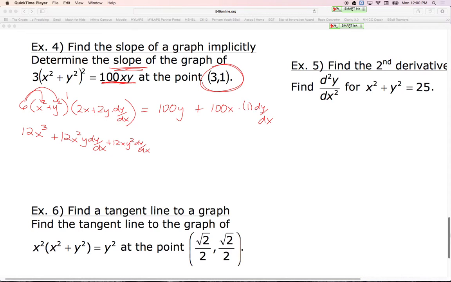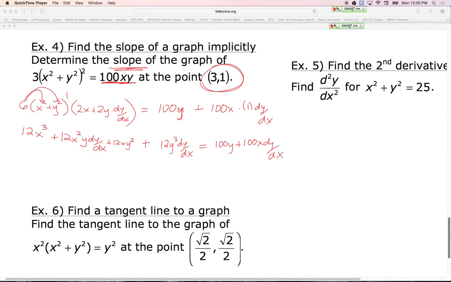Oh wait, that's not a dy dx yet, is it? Sorry. It'd be 12y cubed. Is that good? Plus, sorry about that. So 6y squared times 2x is just 12xy squared. Now 6y squared times this one would be 12y cubed dy dx equals 100y plus 100x dy dx. Does everybody now see why we needed to do that? Because now we need to do what?